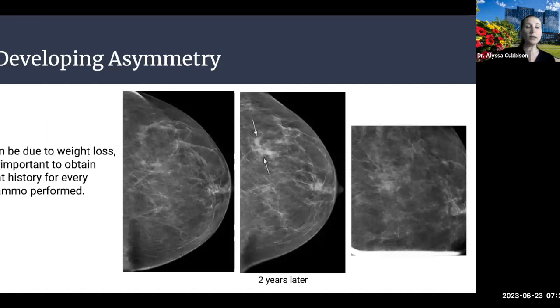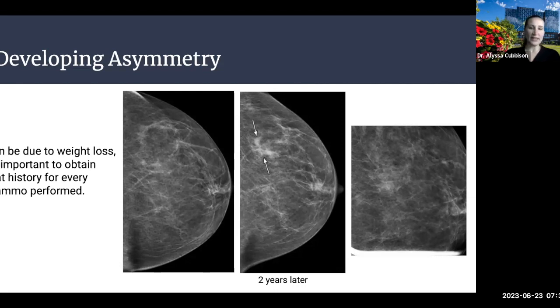One obvious or common explanation we get for developing asymmetry is weight loss. So I included this slide just because it's an important piece of history to obtain, really for every mammogram. This is one of the reasons that, if a patient had significant weight loss, and that's why we're seeing an asymmetry look distinct, then that can be one explanation for it.